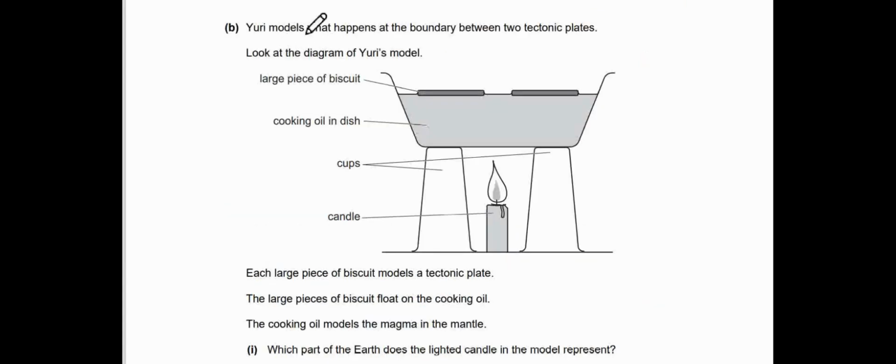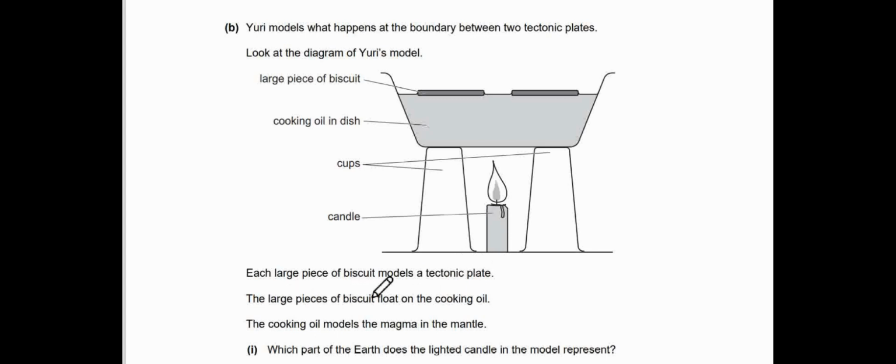Question B, Urey models what happened at the boundary between 2 tectonic plates. Look at the diagram of Urey's model. Large pieces of biscuit, cooking oil in a dish, a candle to heat up the oil, cups at the stand. Each large piece of biscuit models a tectonic plate.